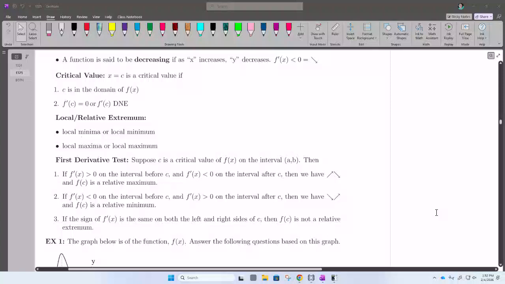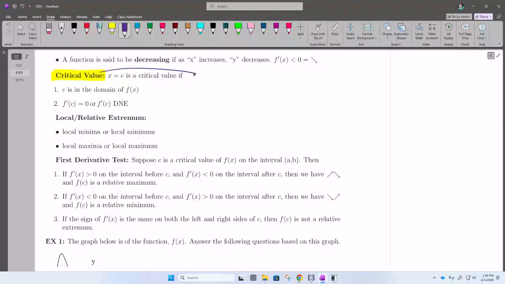So back over here on this page, it's critical value. Some books call them critical numbers. They are very important. A critical value is where a max or min might occur. It's the only place, actually, I'm going to add that. It is the only place a max or min might occur.